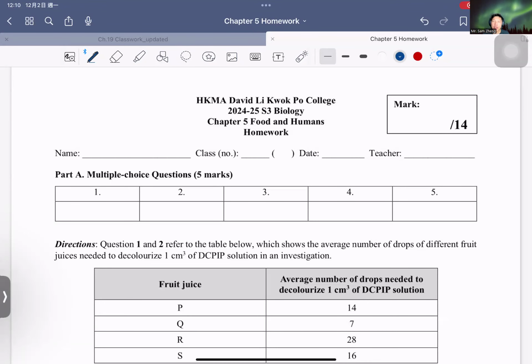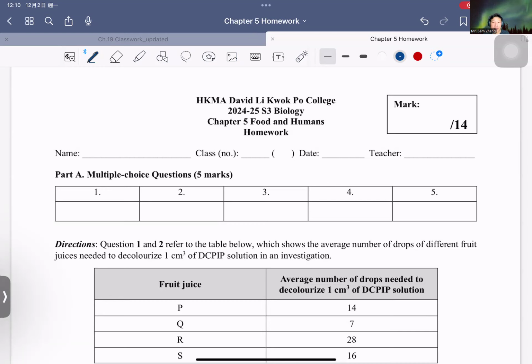Hello, everyone. So today I would like to quickly go through the Chapter 5 homework with all of you. You have already handed in this homework to me a few weeks before, but we have the typhoon, so therefore we have skipped one lesson. And on the other hand, we also have the food test that we would like to perform. So in this case, I could not distribute back the homework to you.